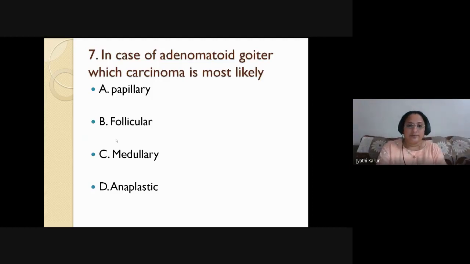Okay. In case of adenomatoid goiter, which carcinoma is most likely? The question itself is giving you something. Adenomatoid, adenoma. Follicular. Yes, follicular. Adenomatoid goiters are usually long-standing, so these most probably have the follicular pattern. So in an adenomatoid goiter, the carcinoma that is most likely is follicular carcinoma, okay?